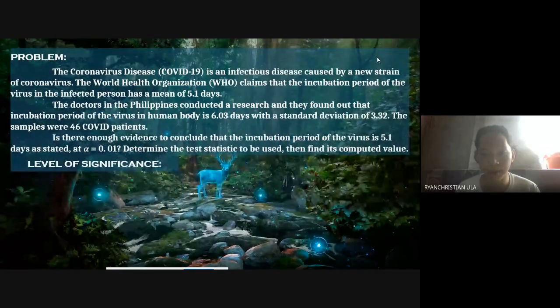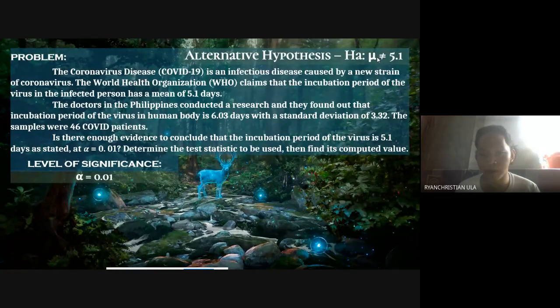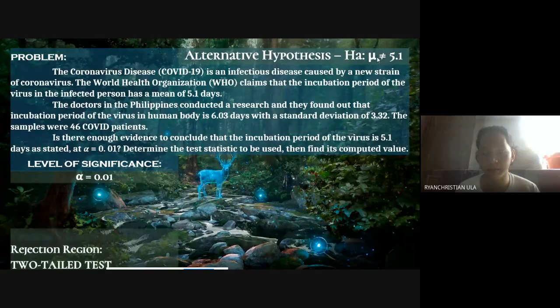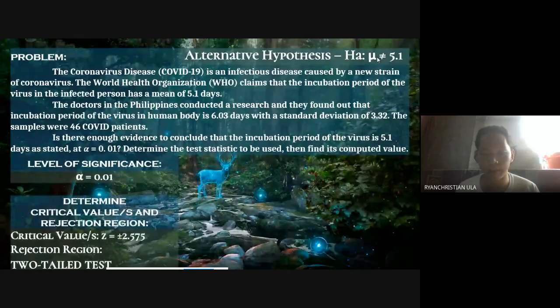Since our level of significance is alpha equals 0.01, and our alternative hypothesis contains not equal, this reflects that our rejection region will be two-tailed. Then our critical values will be z equals positive and negative 2.575, based on our table of z critical values.